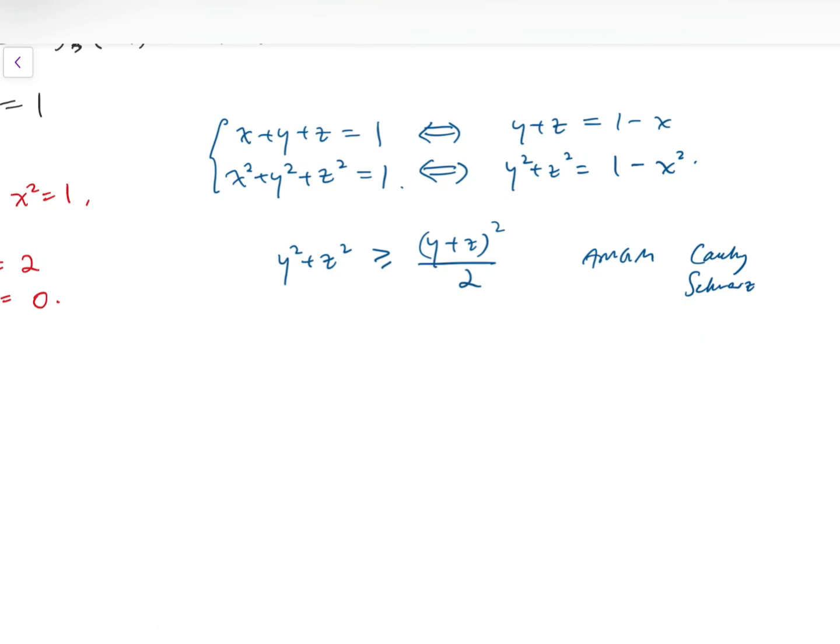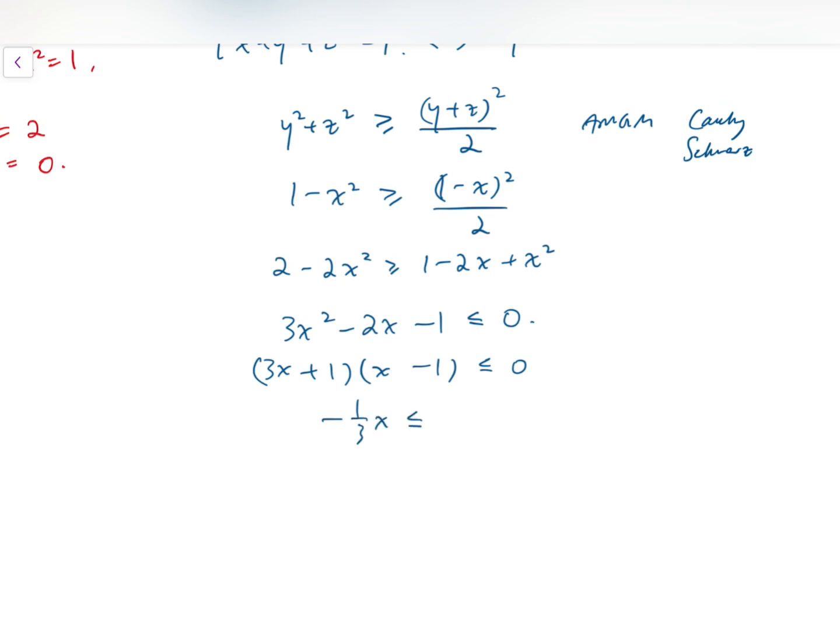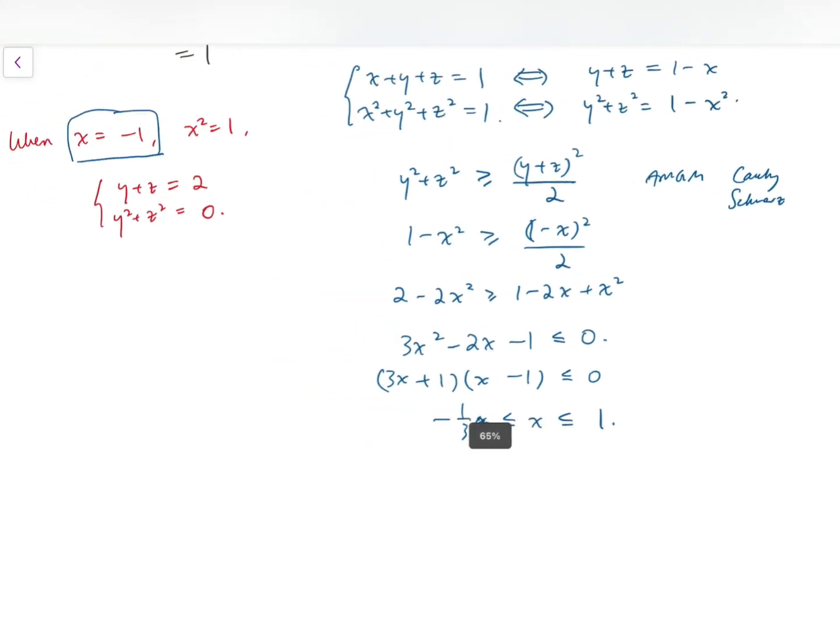as you wish. And I can replace them by expressions in terms of x, which is 1 minus x squared is at least (1 minus x) all squared over 2. Then 3x squared minus 2x minus 1 is less than or equal to 0. Factorize, so we have x between minus 1/3 and 1. So from this constraint, we know that x is at least minus 1/3.